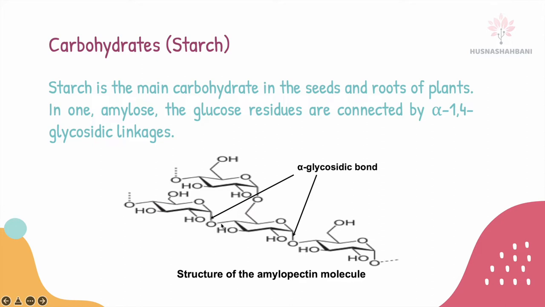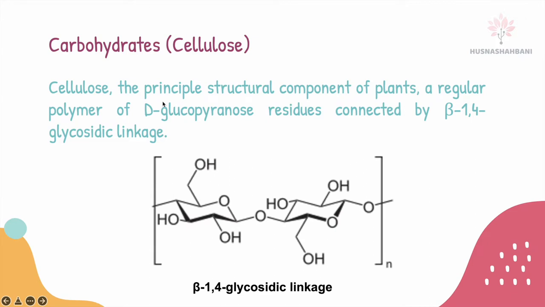This one is not 90 degrees to the plane. The OC bond here is not 90 degrees to the plane. So you call it equatorial bond. Alpha glycosidic bond is when you have 90 degrees to the plane. That is alpha glycosidic bond. Alpha 1,4 glycosidic linkage. For cellulose, same monomer.